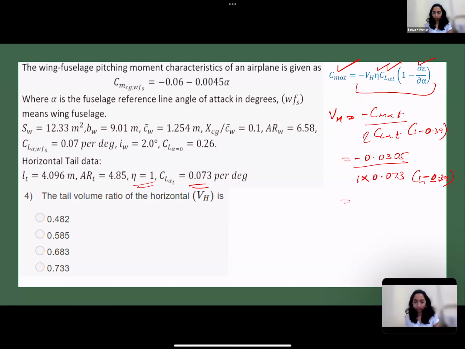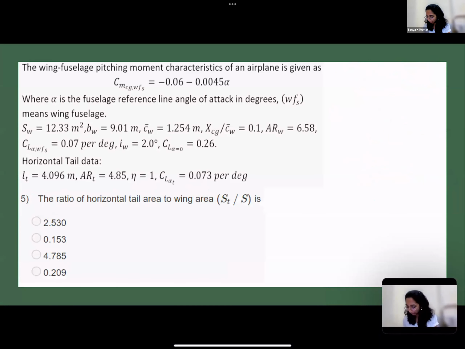It's a fairly simple calculation. Minus 0.0305 divided by 0.073. 0.684. 0.684. This is the closest value, all right? Okay, let's go to the next question.